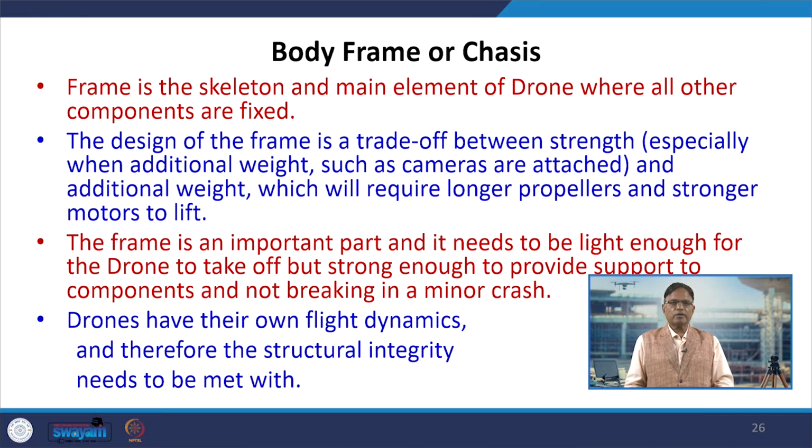Drones have their own flight dynamics, which were explained in the previous lecture also, and therefore the structural integrity needs to be met. So in other words, the body frame or chassis should be strong enough to support the various components and still fly up to collect the data.